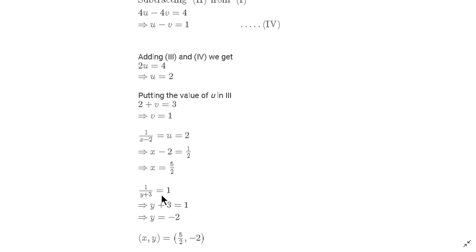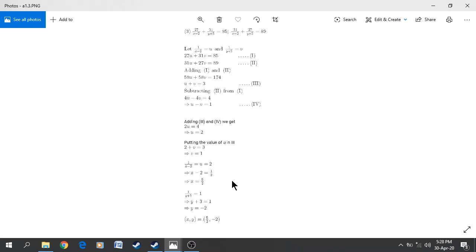Similarly, 1 upon 5 by 3, y plus 3 is equal to 1, y plus 3 is equal to 1, y is equal to minus 2. So this is the answer we want to write as the ordered pair x comma y is equal to 5 by 2 comma minus 2.